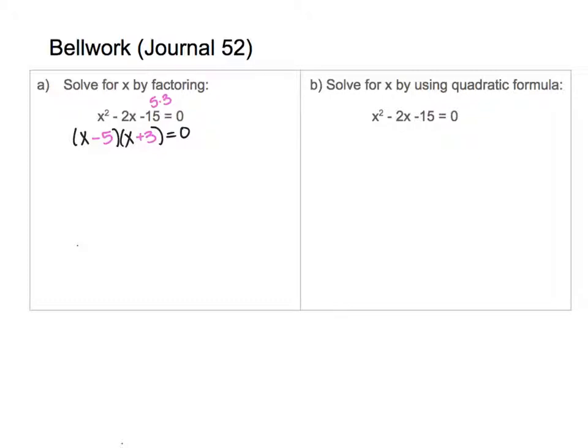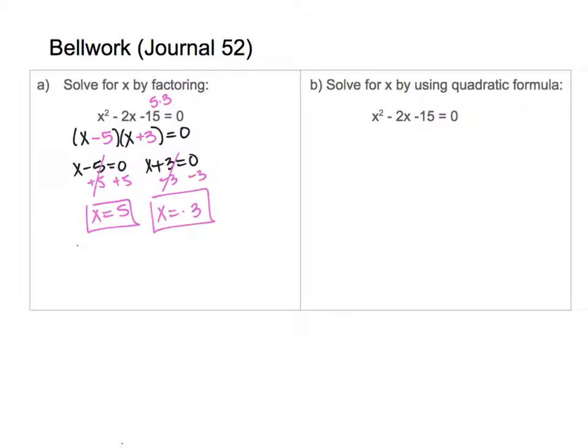So what do we do once we get our factors? Well, this is the easy part. You just set your factors equal to 0 and solve for x. In this case, I add 5 to both sides, the 5's cancel, and x is equal to 5. And on this side, I subtract 3, so x is equal to -3. And that's it. We found our two x values for this quadratic equation. Remember, if the degree is 2, that means we have two solutions. That's why we see two x's here.